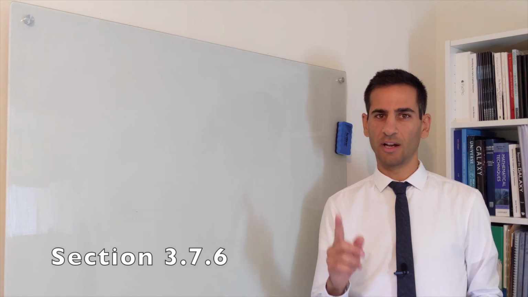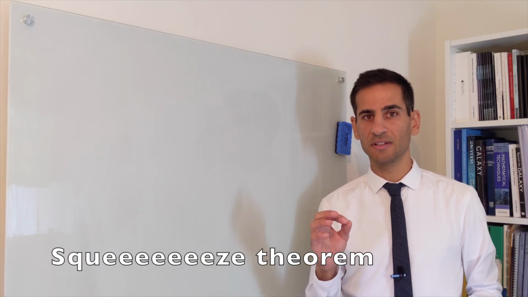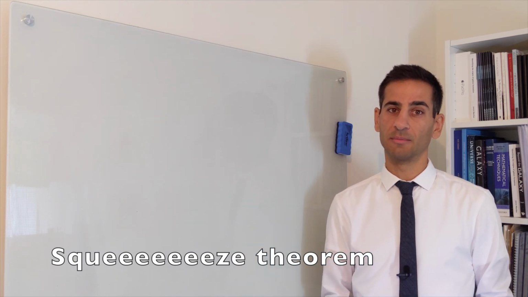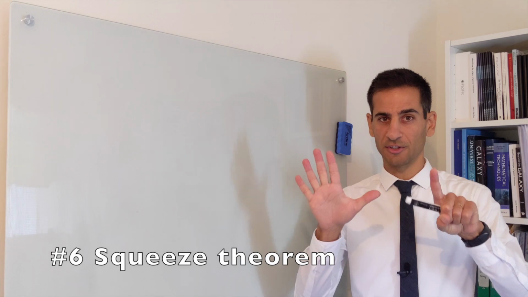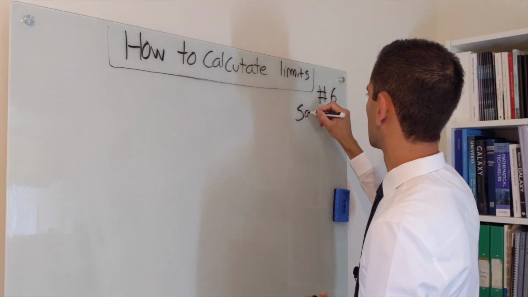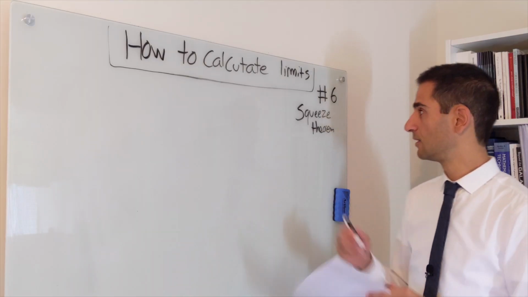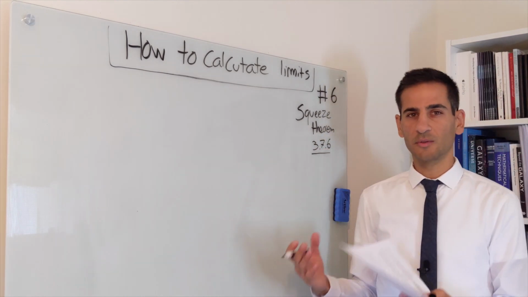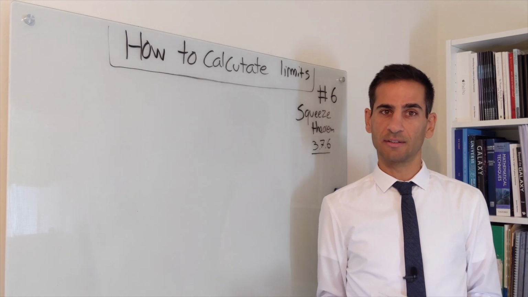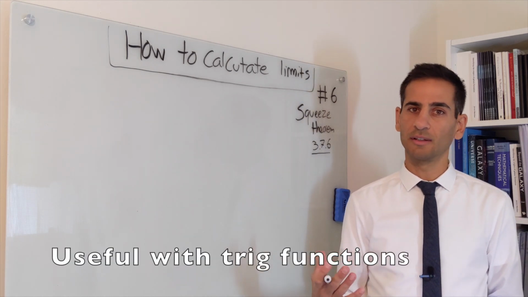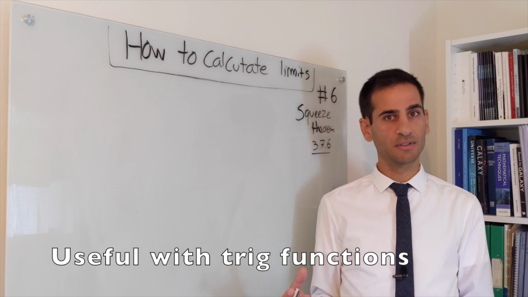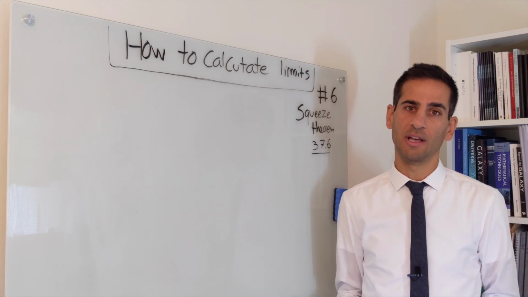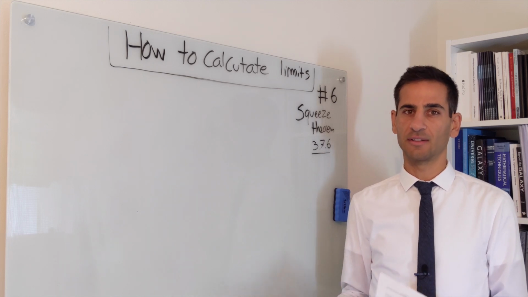Let's get back to how to calculate limits, and specifically how we can use the squeeze theorem to obtain some limits. That's method number 6. You'll find this material in section 3.7.6. The squeeze theorem, you'll probably be applying it a lot if you're trying to calculate the limit of a trigonometric function. You can't do it any other way, but it can be useful to determine other kinds of limits, and it's quite a nice theorem.